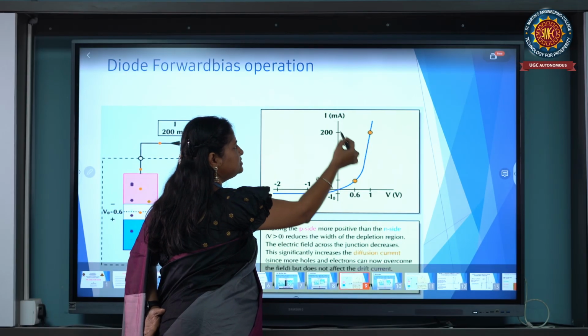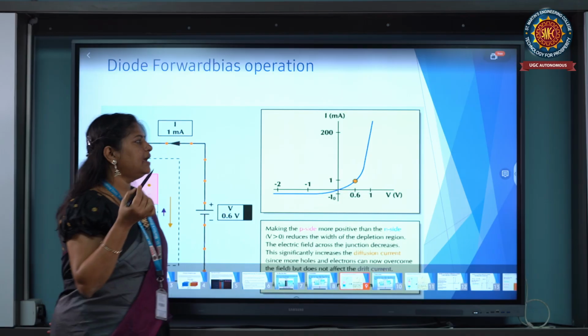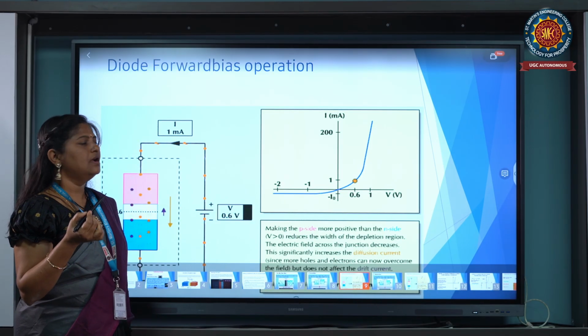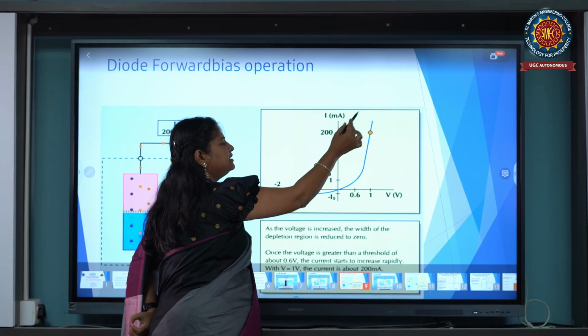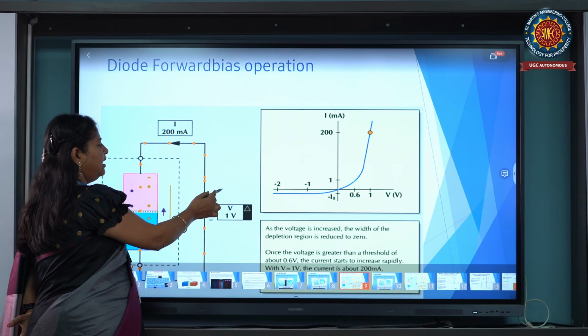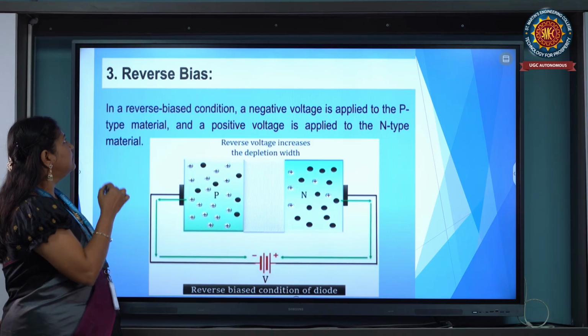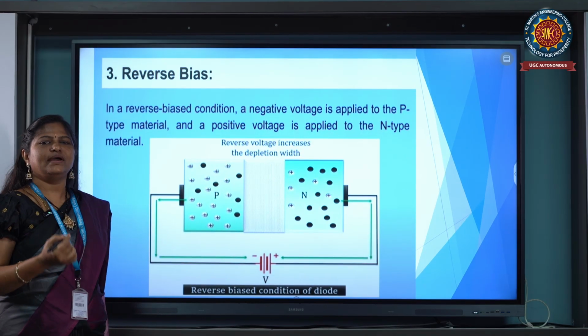This is the voltage and the current, and milliamperes of current will flow. That is, after the barrier voltage, the current starts increasing exponentially. And if we see the third case, that is the reverse bias condition.